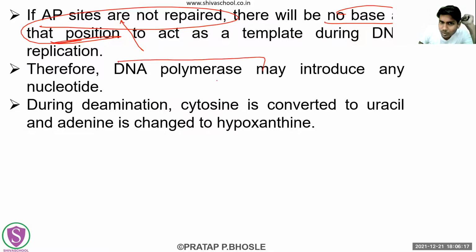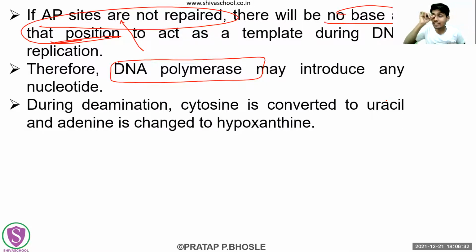So as there will be no base at that position, the DNA polymerase will come, and while proofreading or checking whether everything is okay or not, it will realize that a base is missing there. So that DNA polymerase may add any nucleotide there. Obviously, it will have these chances if the purine is lost from that particular ribose.